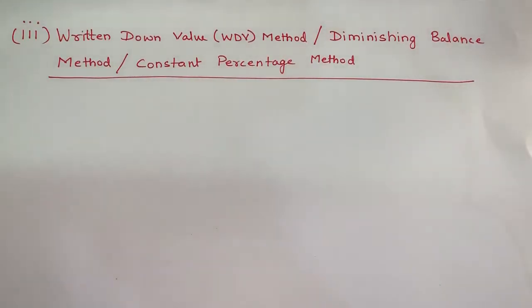The third method of charging depreciation is the written down value method. We also know it by the name of diminishing balance method or constant percentage method. In this method, a constant percentage or a fixed rate is charged to the previous year's written down value of the given asset.